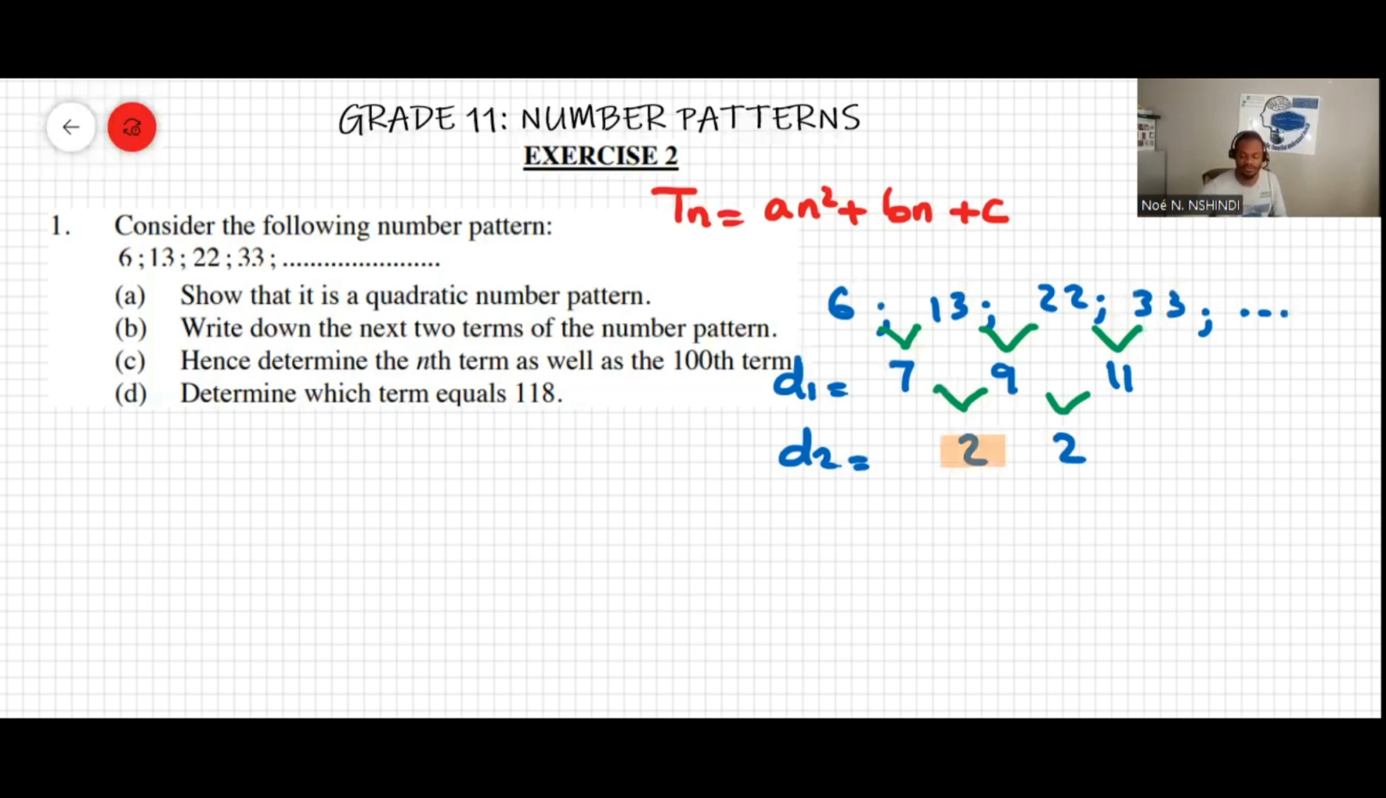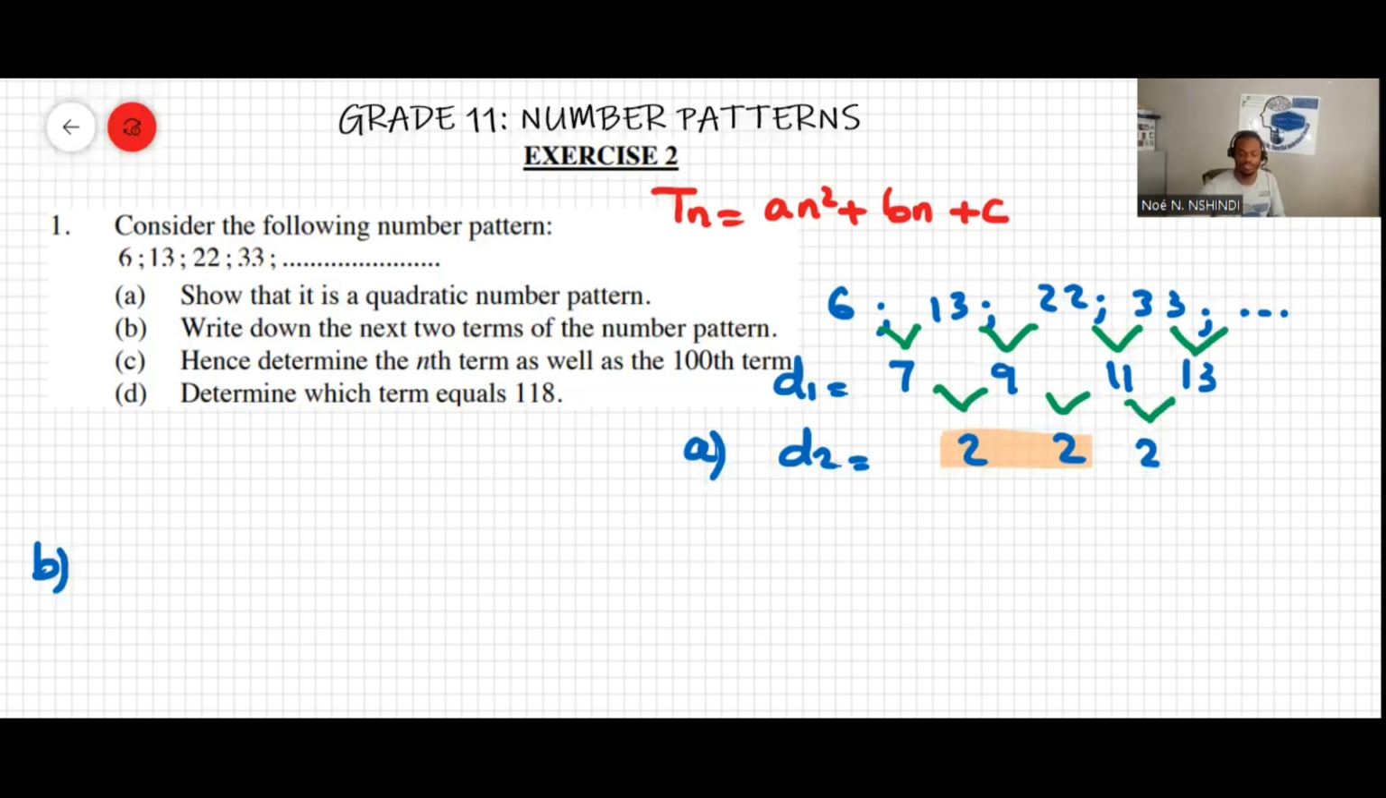Now the fact that this constant difference is common, or is constant, then we can say that the pattern is quadratic. That was A. And B, the question says write down the next two terms of the number pattern. We can do that by knowing that we have a quadratic and the second difference is constant, so the next difference here must also be 2. So the number here must be 13, because 13 minus 11 is 2, or we can also do 11 plus 2 is 13.